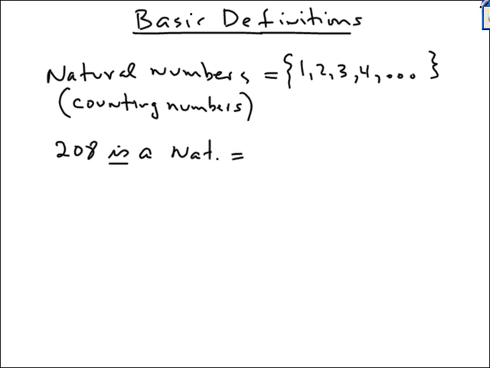How can that possibly be? After all, you might say, well, I don't see 208. I only see 1, 2, 3, 4. Well, you have to start realizing that there are many numbers in those 3 dots, and it's not just 5, 6, and 7. The set of natural numbers has 1 and 2 and 3.